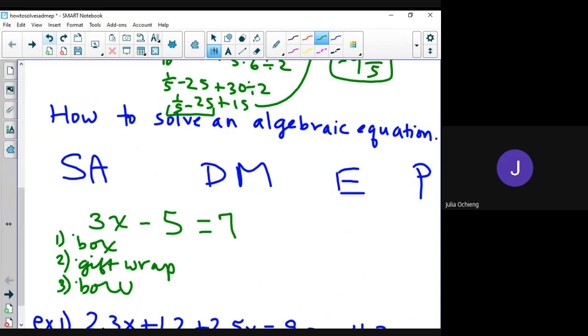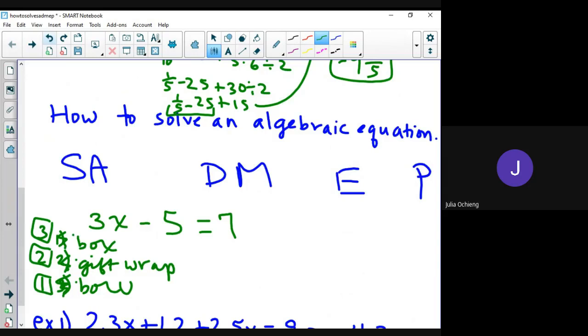Well, you can't take off the box first because it's wrapped around with gift wrap, so it's hidden there. So you're going to have to take the bow off first. So the order in which you're going to solve is backwards. You have to take the bow off first, then you have to take off the gift wrap, then you have to take off the box.